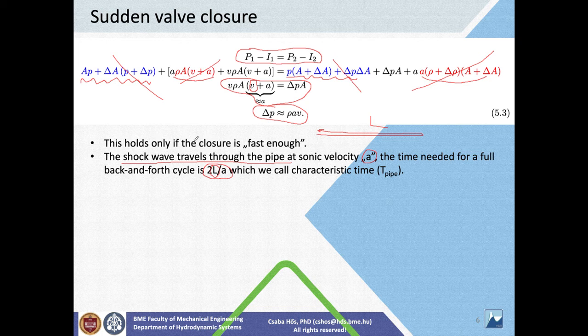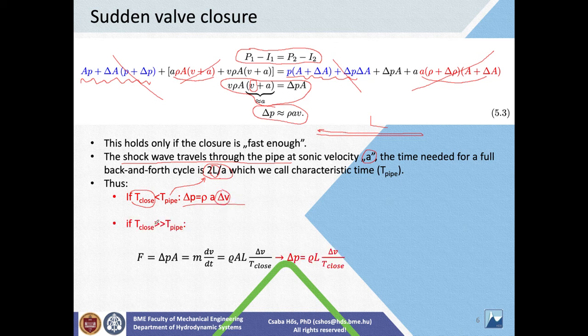So if the closure is within this time, so if the closure time is smaller than the pipe's characteristic time, which is given by this equation, then you can use this formula to estimate the pressure difference due to velocity change delta V.